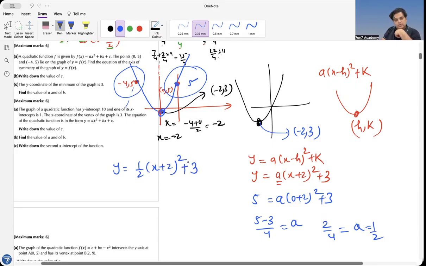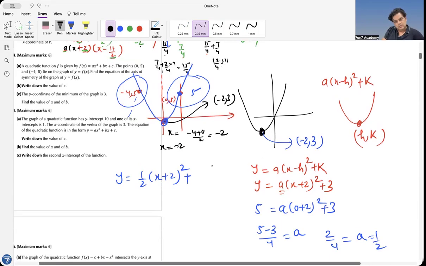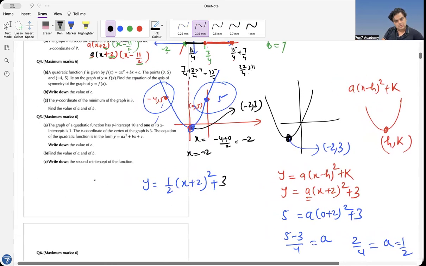Agree? Out of that, what we have to get is a, b, and c. Was it 3 or 5? Sorry, it was 3, the vertex one. Yes, 3. So now we can open it and compare. So y is equal to 1 by 2 x squared plus 2x plus 5.